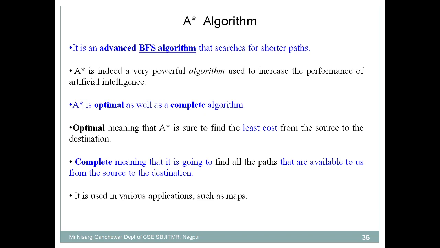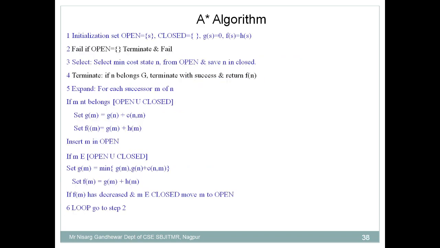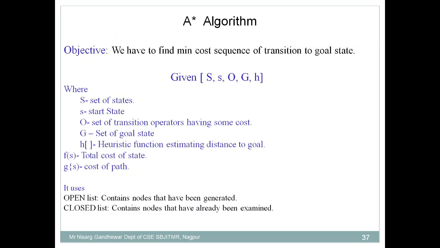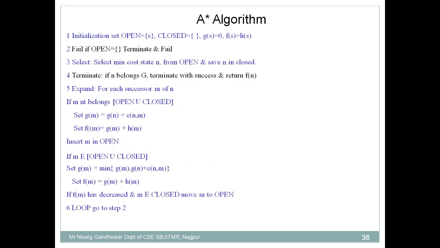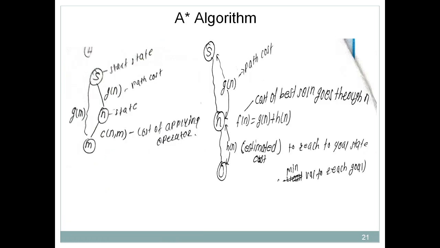As I told you, A-star is one of the best searching algorithms in the category of informed search techniques, and this algorithm can be used in various applications such as maps. Now let's discuss the algorithm. This is what the A-star algorithm is, but if I directly explain the algorithm you will not be able to understand. First of all, I will explain the example and then we'll understand the algorithm. That will be better for you.